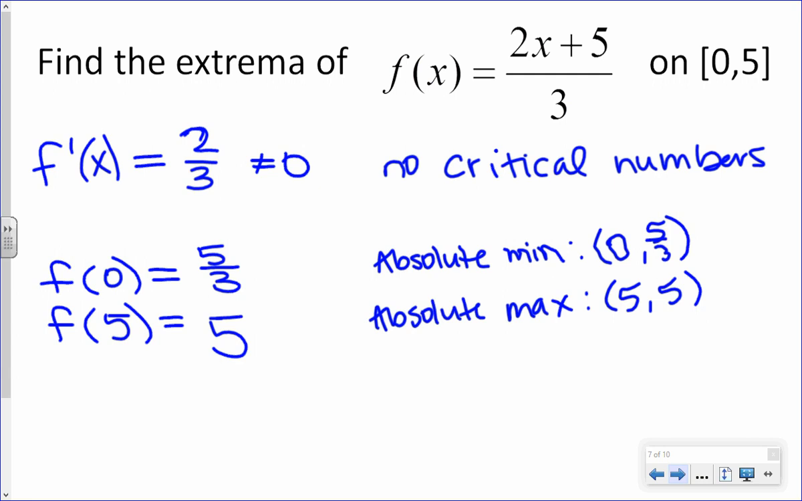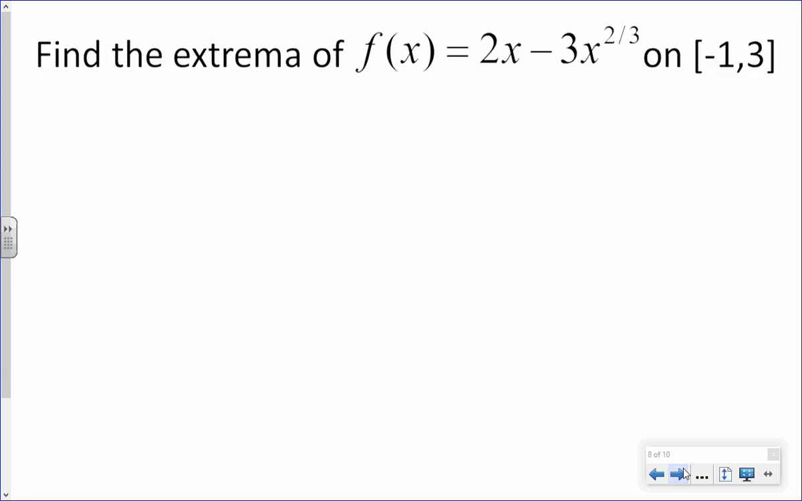Well, that wasn't so bad, was it? It's going to get harder as it goes on. That was kind of just a warm up, dip our toes in the water, right? Write this one down.